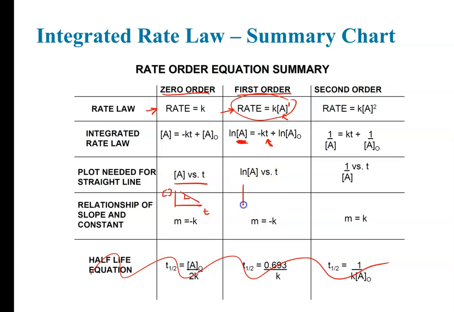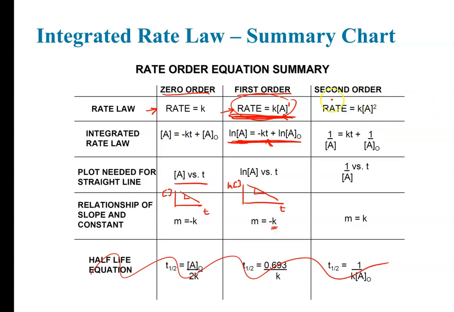Once again, the graph that would need to be linear to identify it as a first order reaction would be the natural log of A versus time. If that were linear, then that makes it first order. The integrated rate law equation would have this form. The differential rate law equation would have this form above. And the slope of the straight line would be the negative value of k.